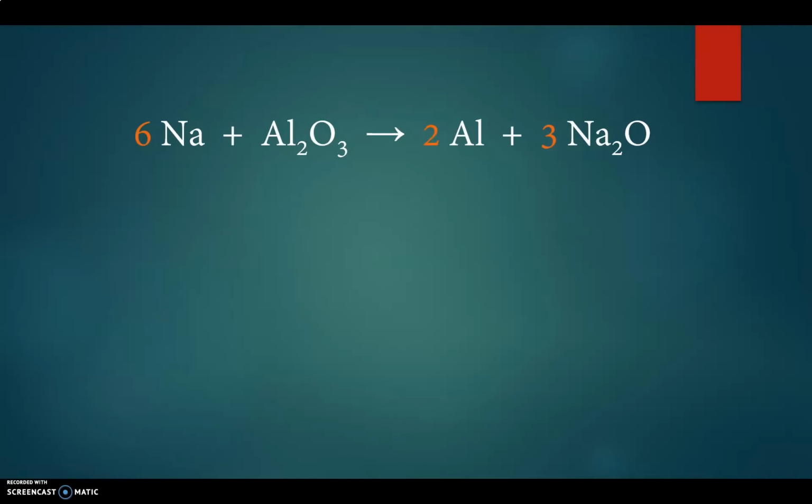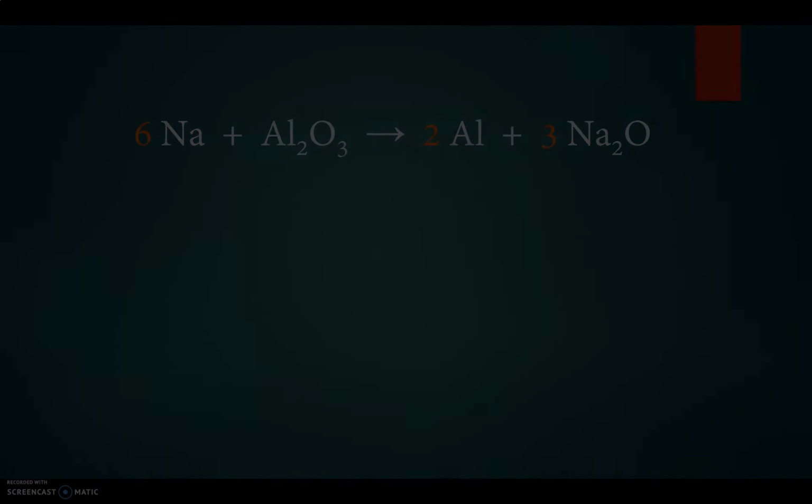The next step is to balance the overall equation. So we'll start out with the aluminum. There are 2 aluminums on the left side, so we're going to put a coefficient of 2 on the right. We have 3 oxygens on the left, so we would need 3 sodium oxides. And then we have 6 sodiums, so we would need to have 6 sodiums, and now the equation is balanced.